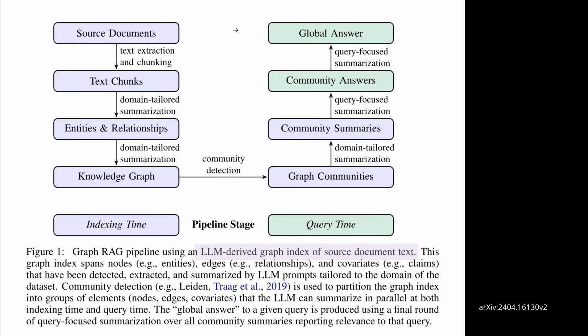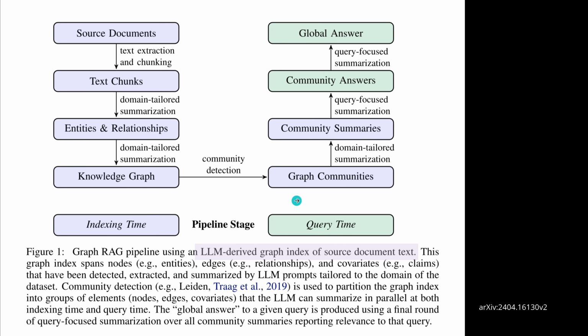A very simple visualization. We have all the text documents in the text database. We have the extraction and all the chunking going on. Then we have the text chunks, and then we have the summarization. We have the entity and relationship, domain-tailored summarization, and we build our first knowledge graph. This is done at indexing time.